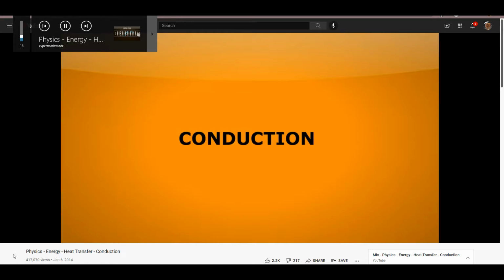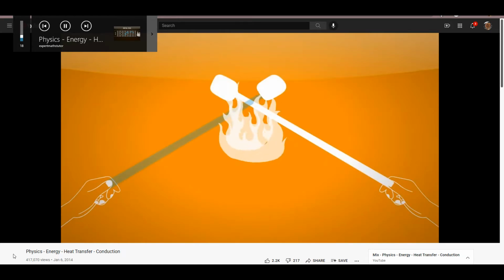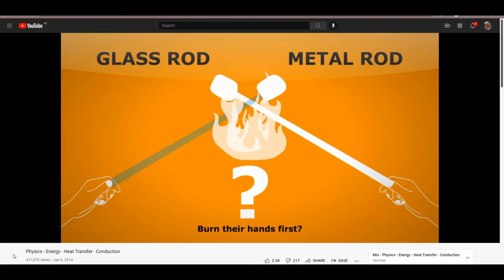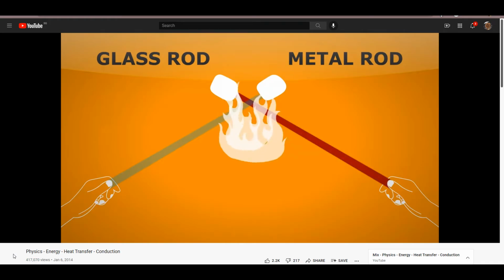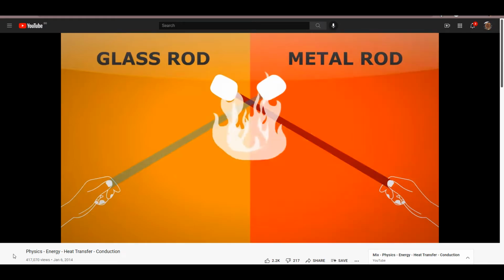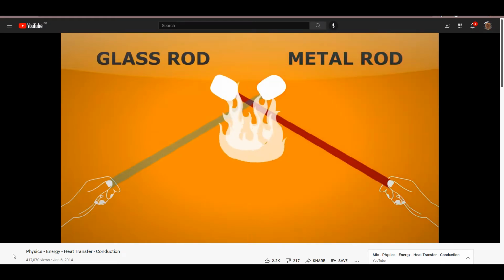Conduction. So, here we see two young lads toasting some marshmallows on an open fire. One of them has chosen a metal rod to put their marshmallow on the end of, the other one chose a glass rod. Which one of them do you think is going to burn their hands on their rod first? Well, let's wait and see. Oh, there we go. We can see it was the guy with the metal rod. Why do you think that was?